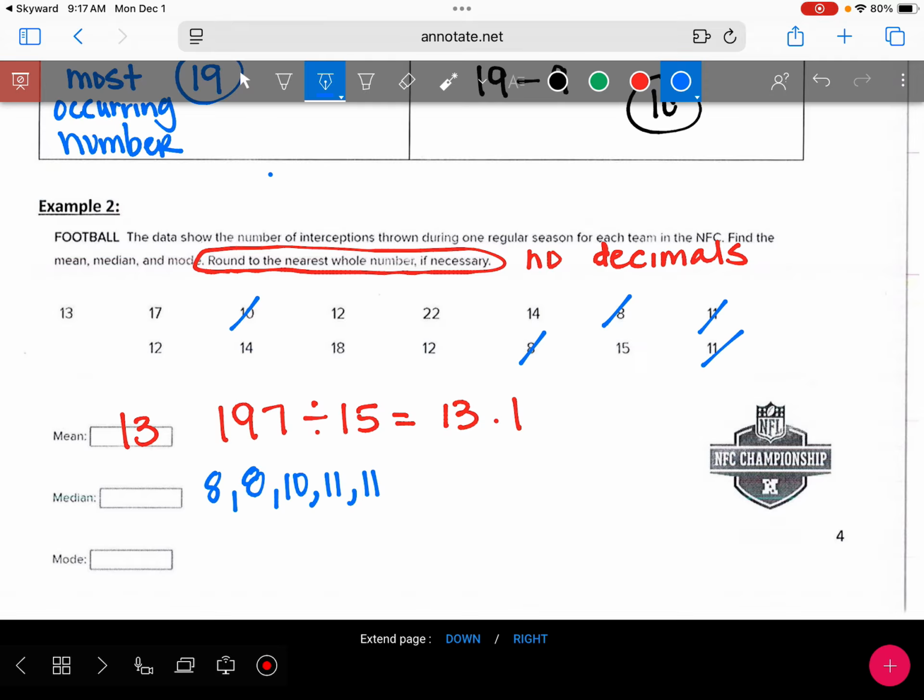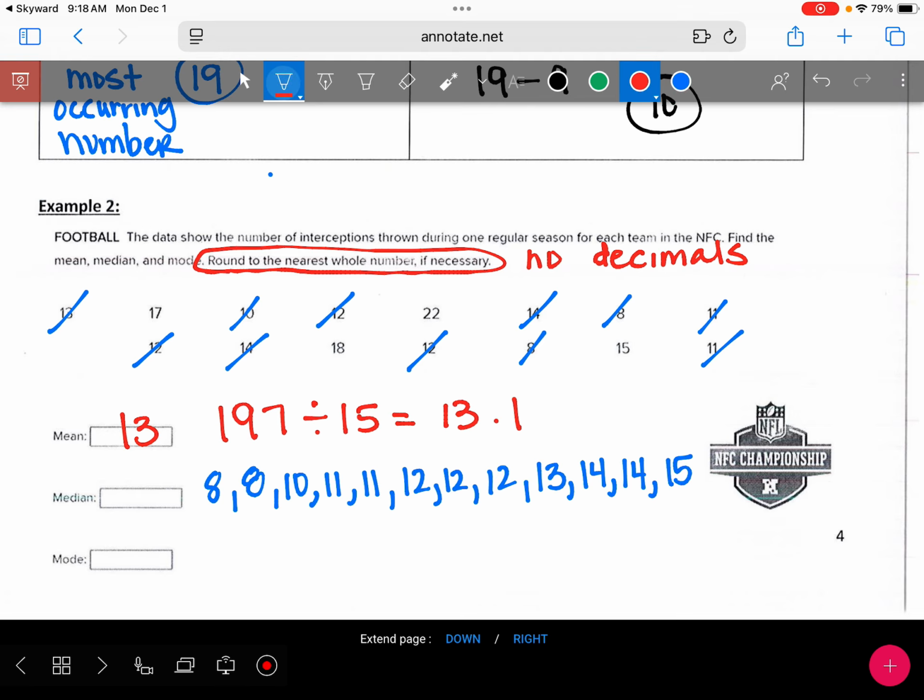All right, 12s. How many 12s? 3 12s. 1 2 3. All right, what about 13s? Do we got any 13s? Yep, we got a 13. We got any 14s? How many 14s? 2 14s. We got any 15s? Yeah, we got a 15.